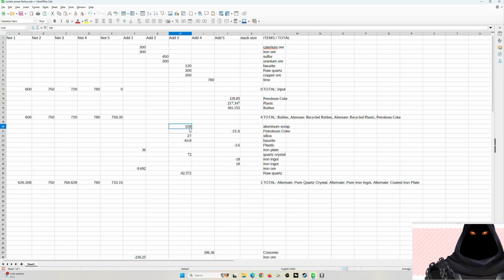So aluminum scrap. Where's bauxite? Bauxite is here. Okay, so those are together. Silica. Where's crystal? Put this there. Okay, so quartz crystals lined up with raw quartz. Iron ore is lined up with iron plate. Silica should be lined up with raw quartz. We have petroleum coke, and then we have aluminum scrap, which is lined up with the bauxite.